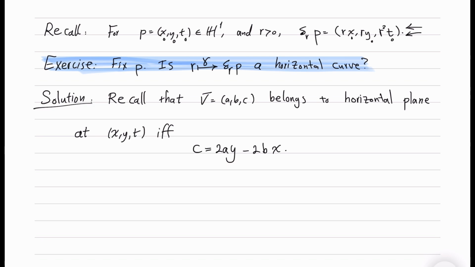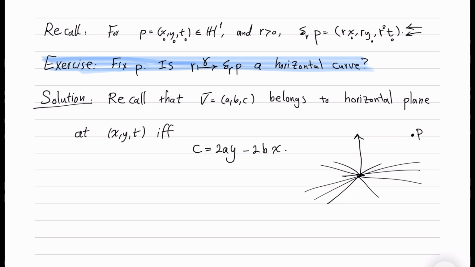And the answer is yes, if and only if the third component is 0. In which case the scaling coincides with the scaling in the R2 plane, and then we're looking at, in this case, literally horizontal lines in the xy plane that we had previously seen were horizontal curves. But when t naught is anything other than 0, we will never have this definition of a horizontal curve.